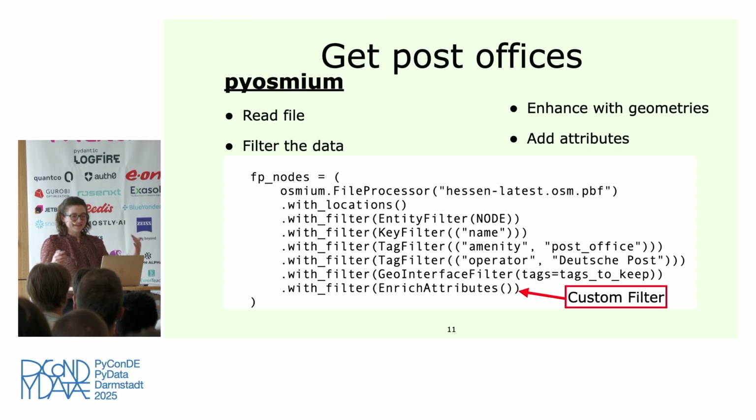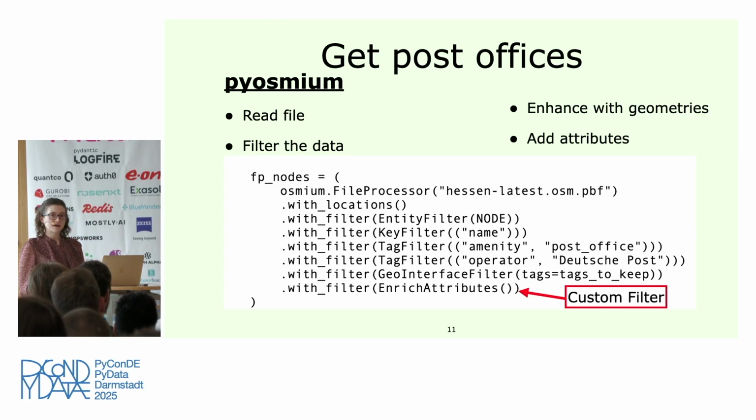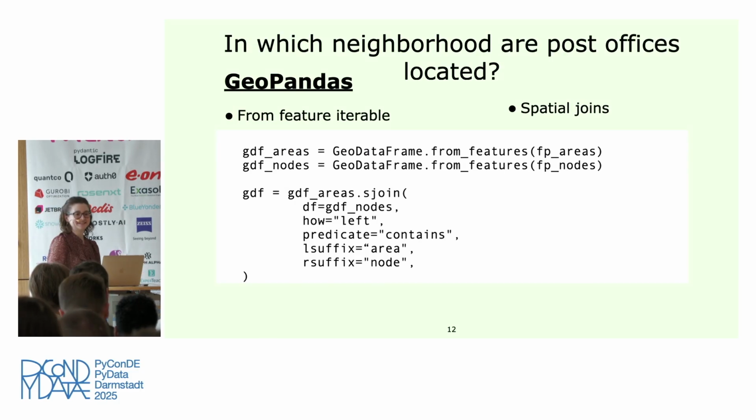Okay, so now we've got this file processor. What does it return? So it returns a Python iterable of these filtered OSM objects, and they all have the GeoInterface implemented, which means this is perfect input to another library, GeoPandas. So GeoPandas extends Pandas support to use geospatial data. And we can actually construct data frames from this feature processor iterable using from features. Awesome.